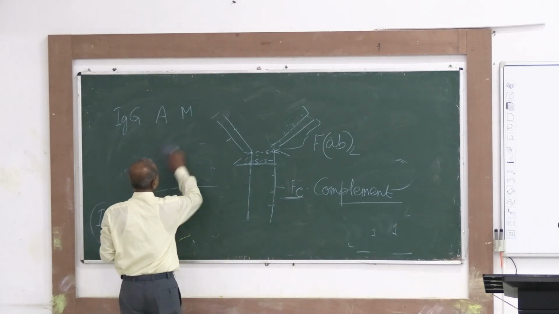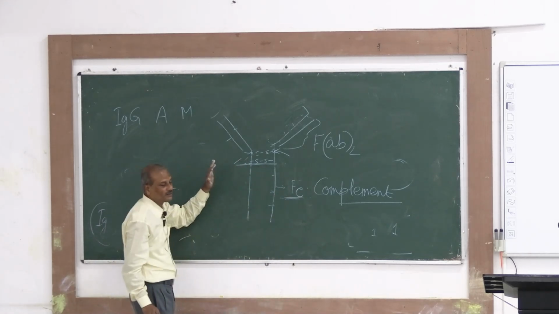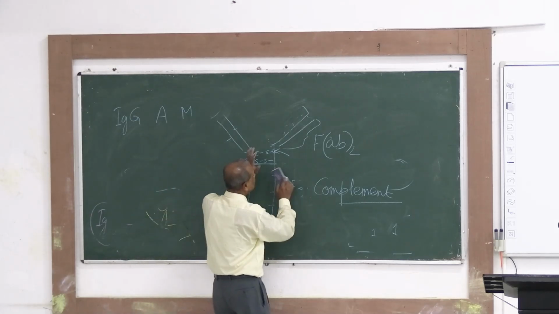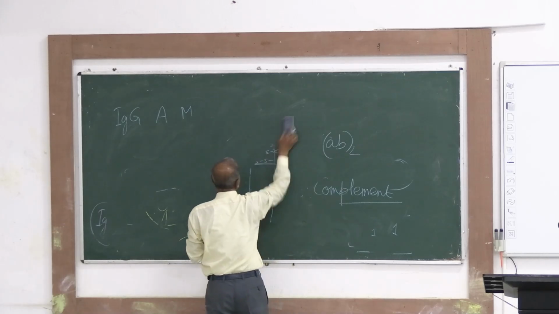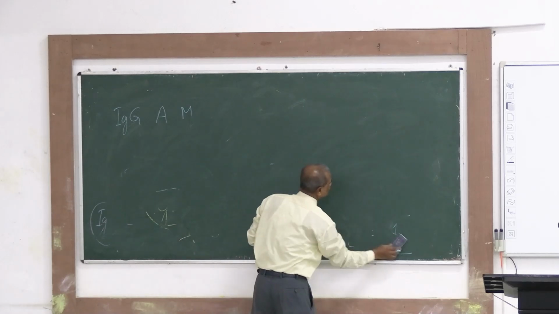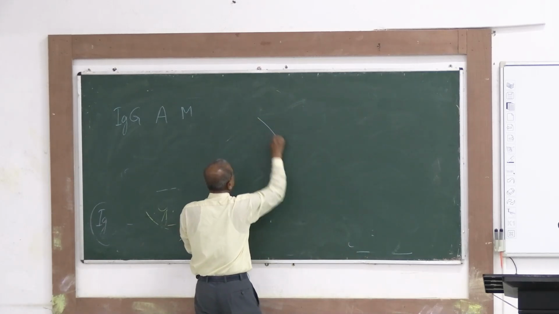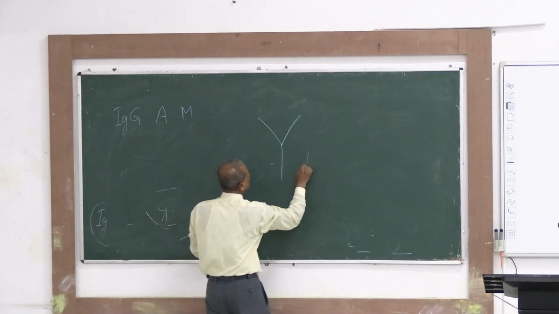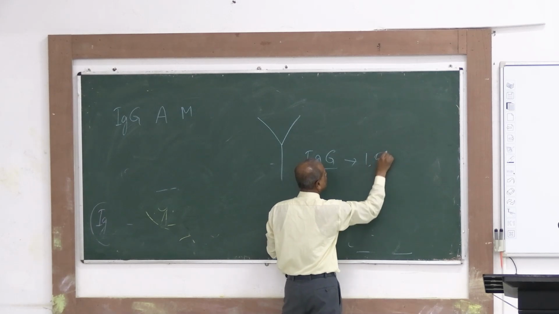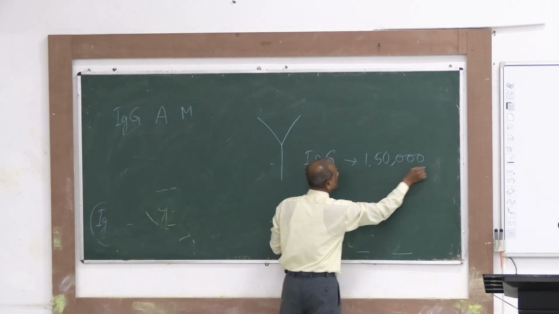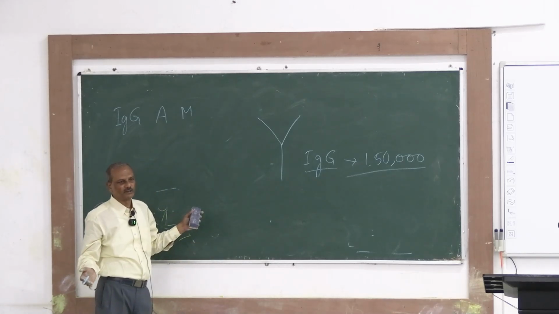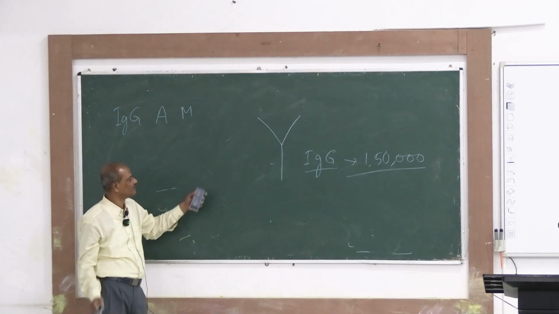So now coming to the different types, there are 5 different types of antibody, that is IgG, IgM, IgA, IgD and IgE. This is the basic structure, you remember. One is Y. This is the structure for the IgG, and its molecular weight is about 150,000. So it cannot cross the glomerular filter. It is impossible.